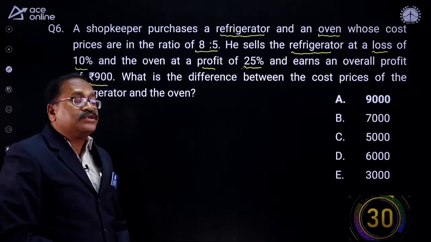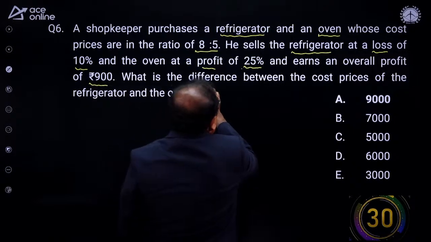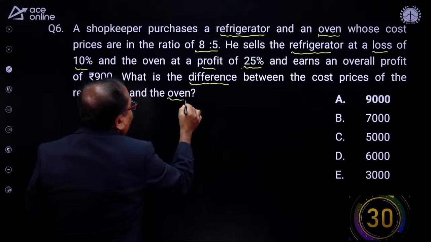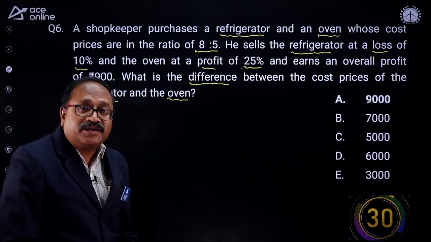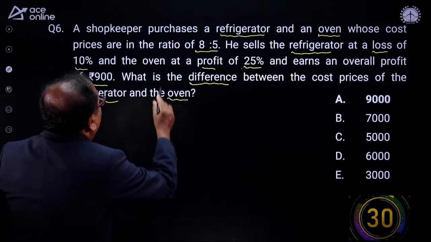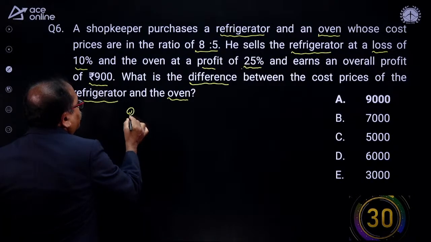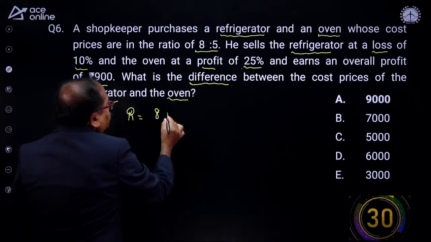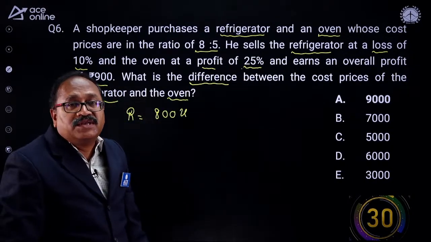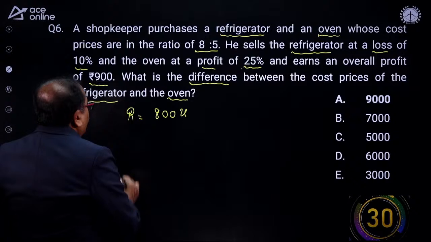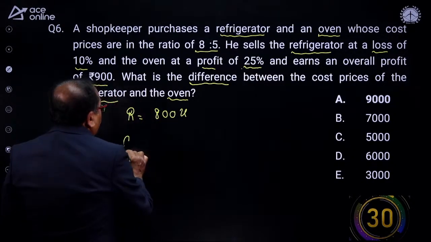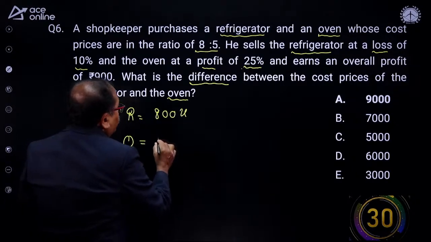Now what is asked in the question? What is the difference between the cost price of the refrigerator and the oven? It will be solved very easily. Let me give a little bit of hints. So refrigerator, I will write R for refrigerator. Let's consider this as 800x. It is easy to calculate the loss or profit percentage. That's the reason I am taking hundreds. And the other one is the oven. I took O for it, and it is 500x.